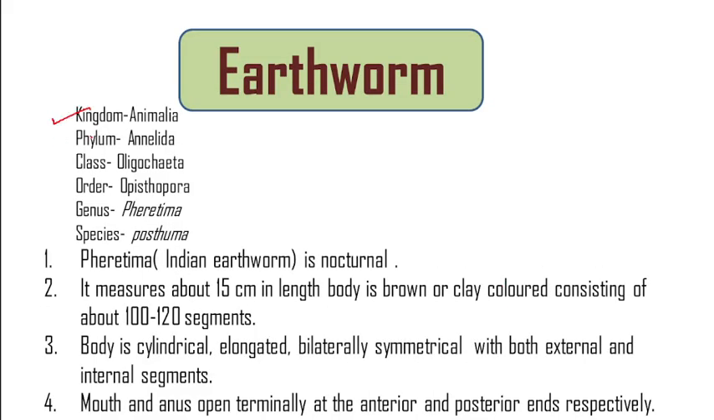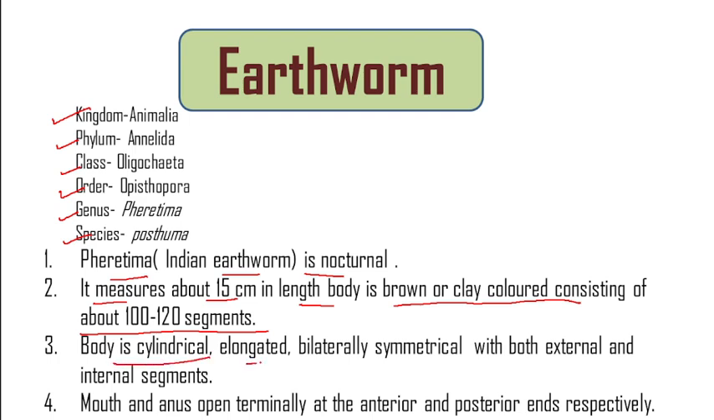Earthworm, it belongs to kingdom Animalia, phylum Annelida, class Oligochaeta, order Opisthopora, genus Pheretima, species posthuma. Pheretima, Indian earthworm, is nocturnal. It measures about 15 centimeter in length. Body is brown or clay colored, consisting of about 100 to 120 segments.